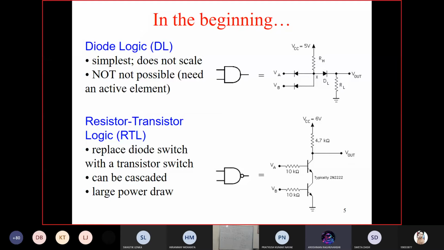See, VA value 5 volts, VB value 0 volts. That's all. So now 5 volts, 5 means plus 5. I have given plus 5. So plus 5 means what? How is it connected to the diode?